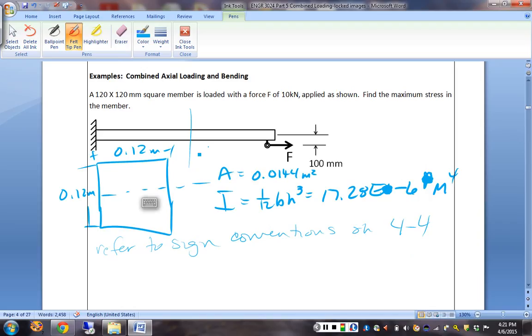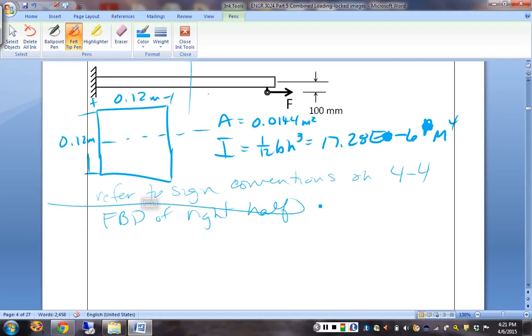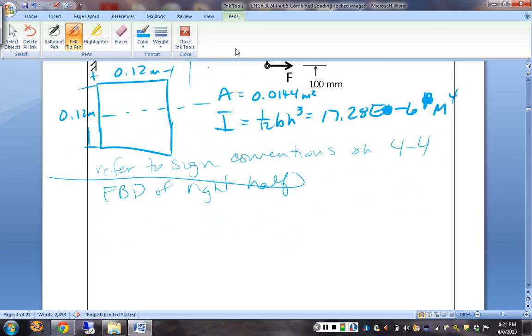I'm going to take a section cut here in the middle, and for sake of ease, I'm actually going to look at the free body diagram of the right half, because we only have one applied force, so we can kind of take that shortcut.